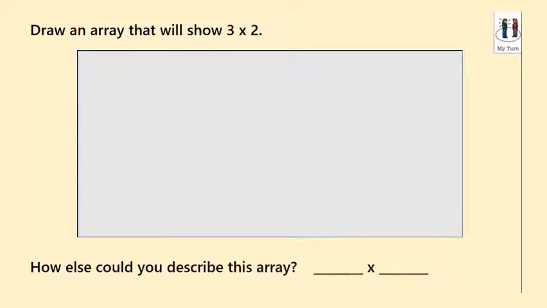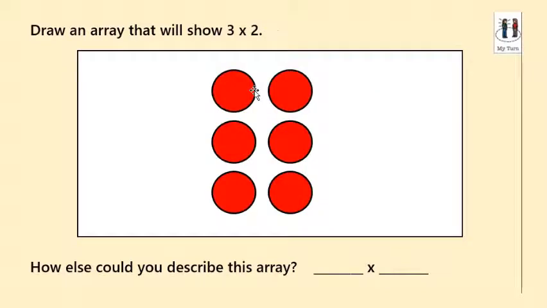So I've drawn an array that will show 3 times 2. How else could you describe this array? Do you even need to look at the array to find out the answer? No, because you know it's commutative, so the other way from 3 times 2 would be 2 times 3. And let's look at my array. I have drawn 1, 2, 3 and 2 across.